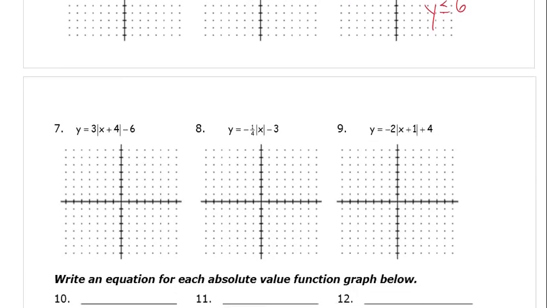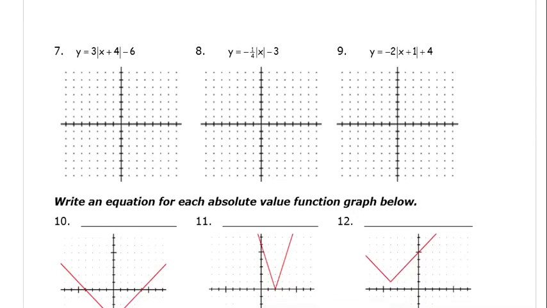Flipping over to the back side, we have 3 more graphing. Once again, a little bit more complicated now, but nothing we can't handle. Number 7 is y equals 3 times the absolute value of x plus 4 minus 6. That plus 4 on the inside is telling you to go 4 left. That minus 6 is telling you to go 6 down. So our new vertex is going to be negative 4, negative 6. So 1, 2, 3, 4, or down there.